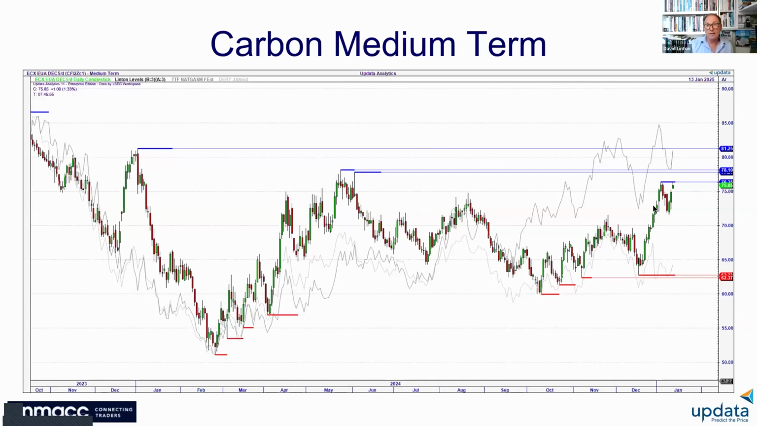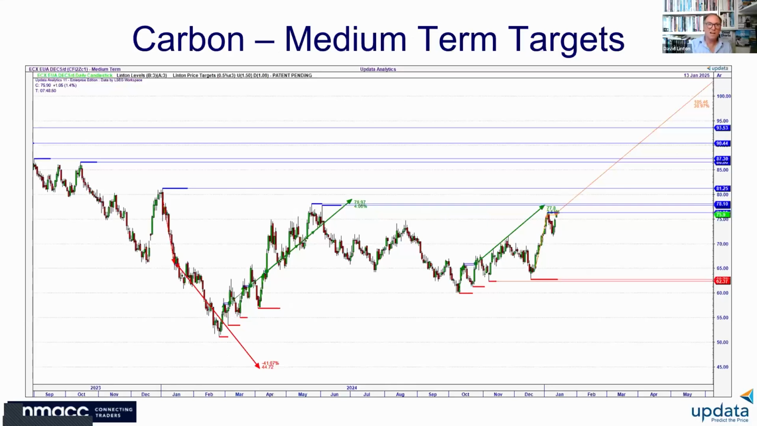And so it's starting to look more bullish. We look back to these levels, 78, 81, all of these levels, and we are breaking these levels and pushing higher on carbon prices this week. So carbon is looking particularly strong shorter term, and medium term, we've got targets.